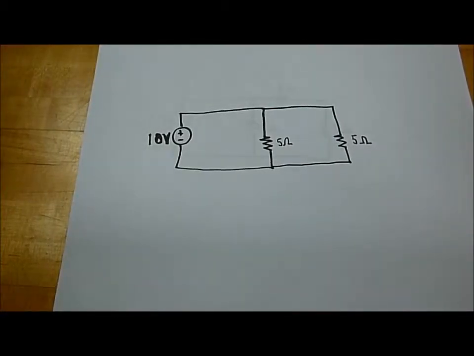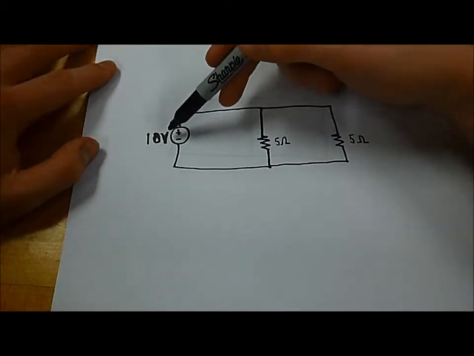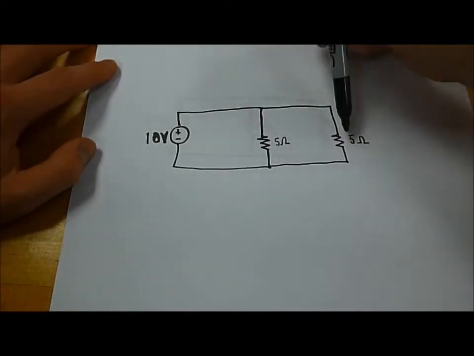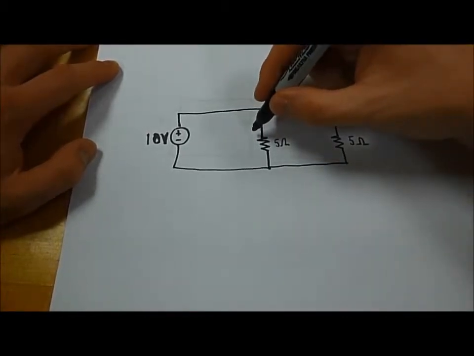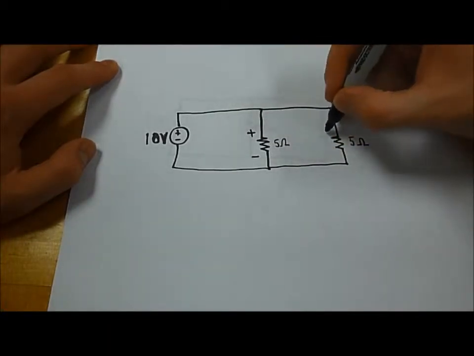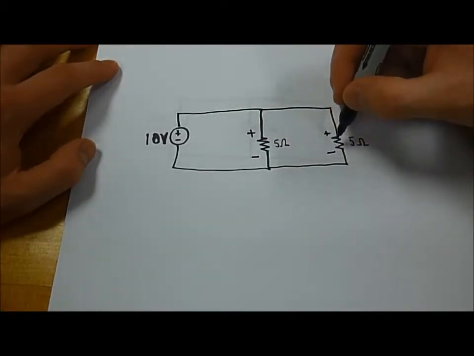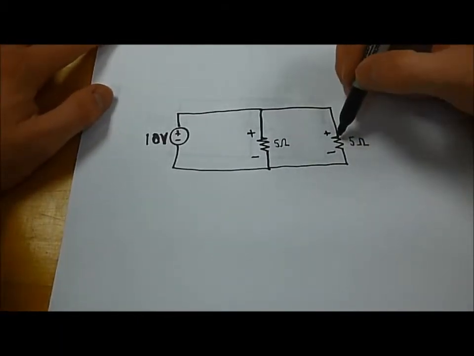Now let's do an example with KVL. We have a 10-volt voltage source and two 5-ohm resistors. Now, choosing the passive sign convention described earlier, with plus, minus, and plus, minus, let's find what voltage is dropped across these resistors.